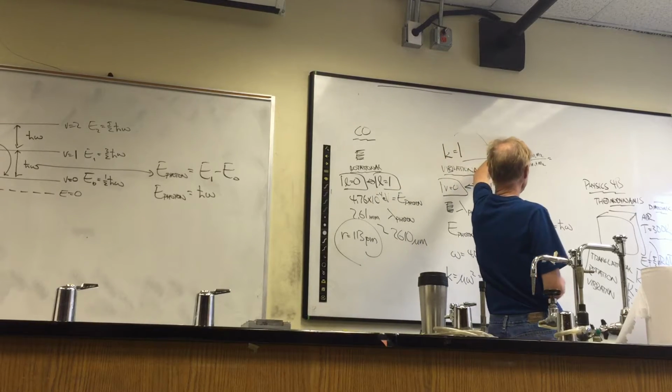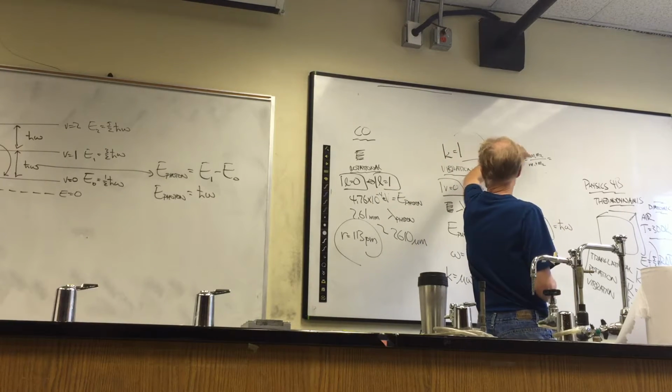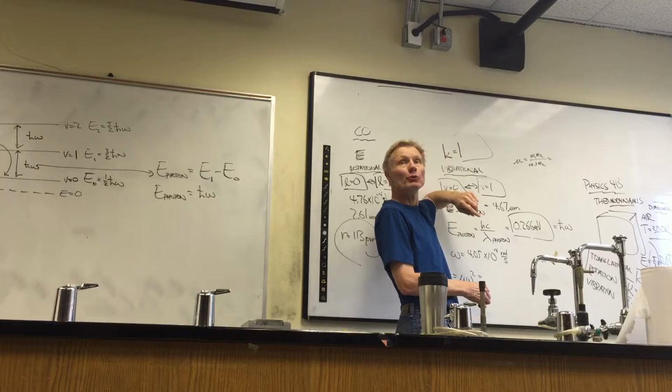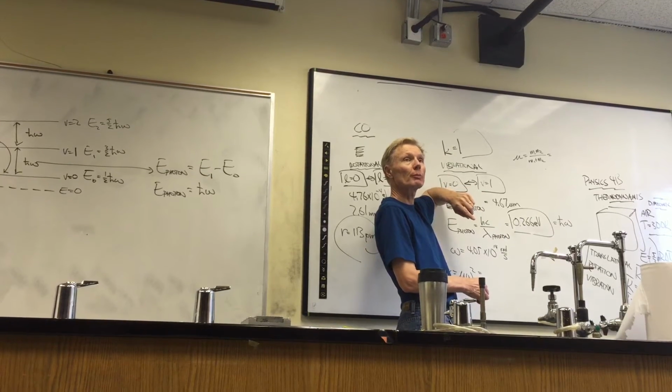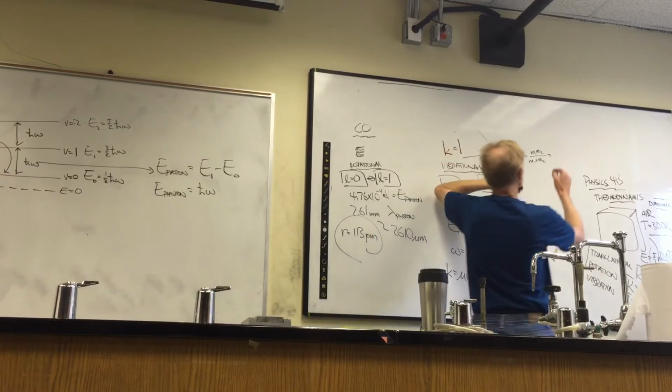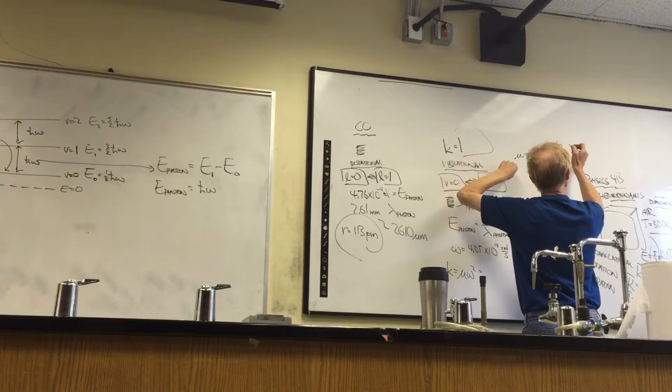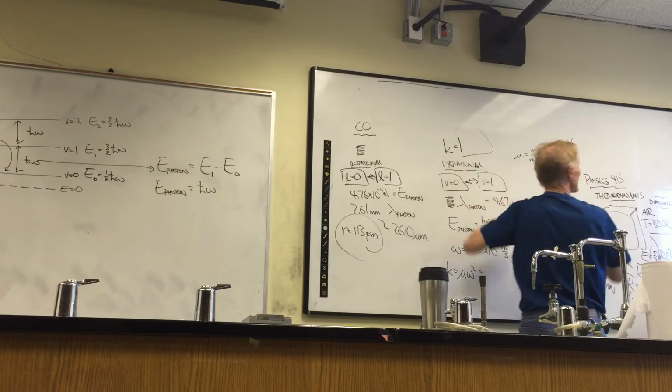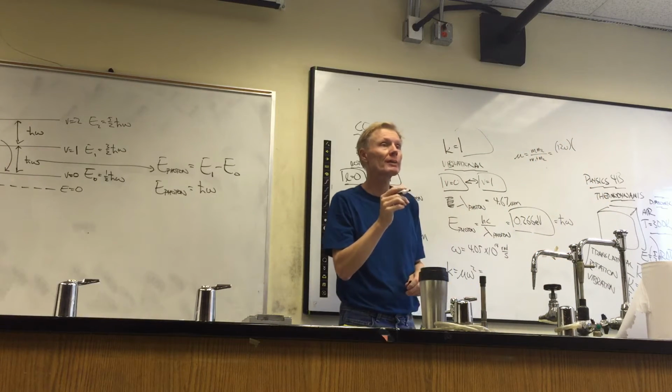How did we get the reduced mass for carbon monoxide? Yeah, we took, well, you can't use, you have to use isotopes. Yeah, you can use common isotopes.